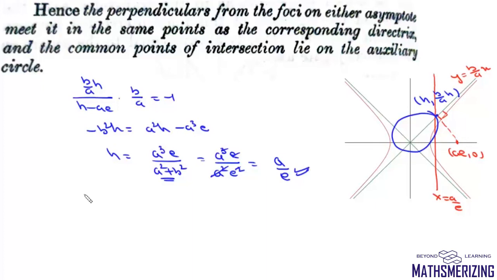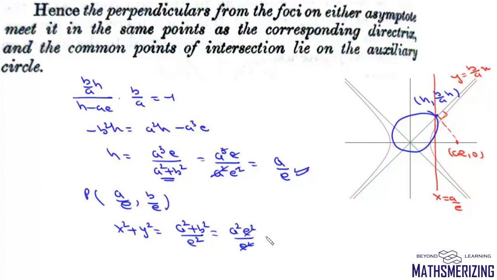So now we have this point, say P, which is a upon e and b upon a times a upon e, that is b upon e. Now we'll find x square plus y square. There will be a square plus b square upon e square. Now a square plus b square is a square into e square upon e square. So we'll get this result as x square plus y square equals a square, which means this point will also lie on the auxiliary circle of this hyperbola, and this completes our proof.